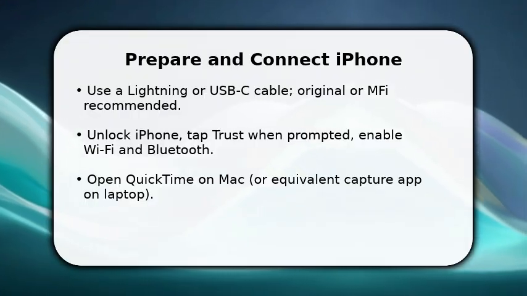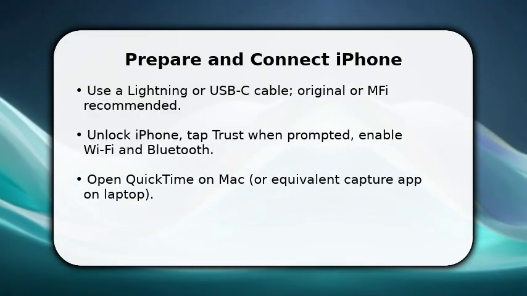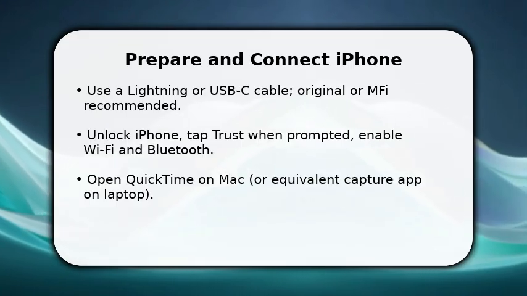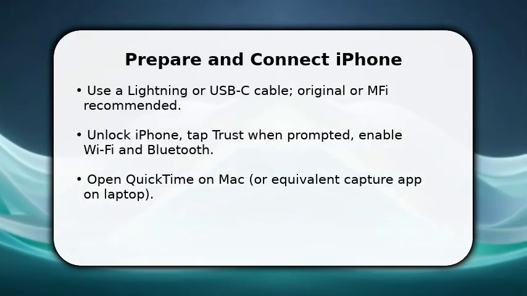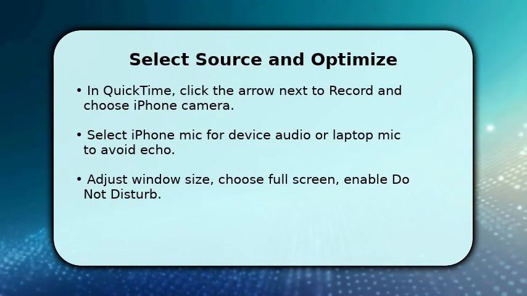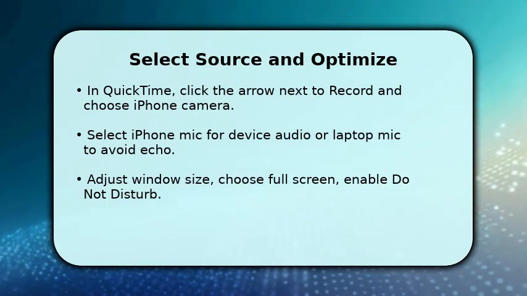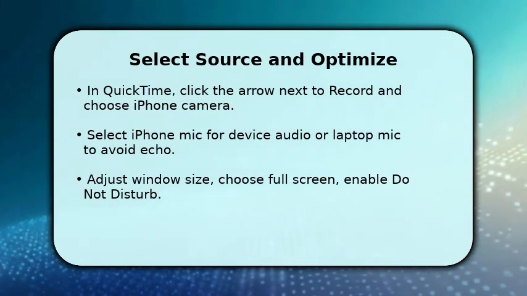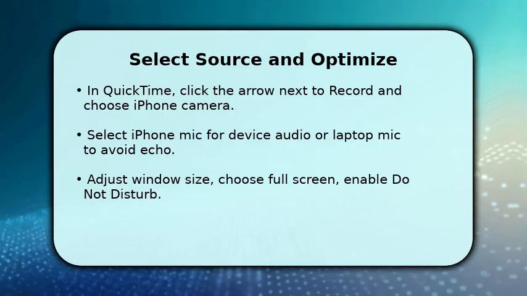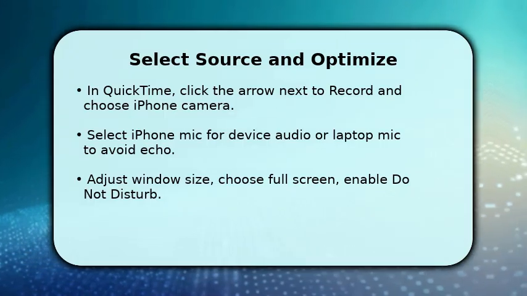Now open QuickTime Player on Mac, choose File, right arrow New Movie Recording, and move to the next step, where you select the iPhone as the video source. Once QuickTime is ready, click the Record drop-down arrow and select your iPhone for camera and optionally for microphone. That routes the phone's screen and sound into the laptop.